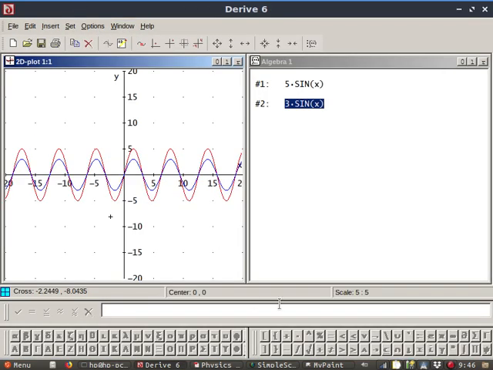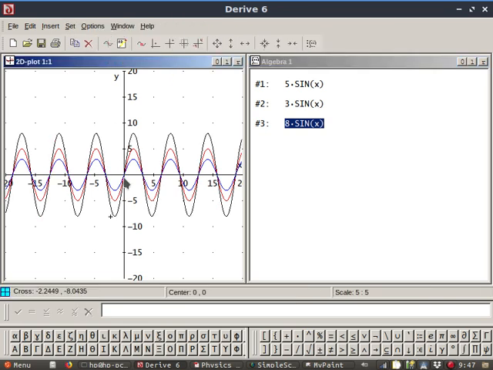Now let's add them together. You get 8 sine x. Let's see what that looks like. See here and here, this has an amplitude of 8. We say its maximum is 8, its minimum is minus 8, but its amplitude is 8. Okay? But what you could do is combine these like this.